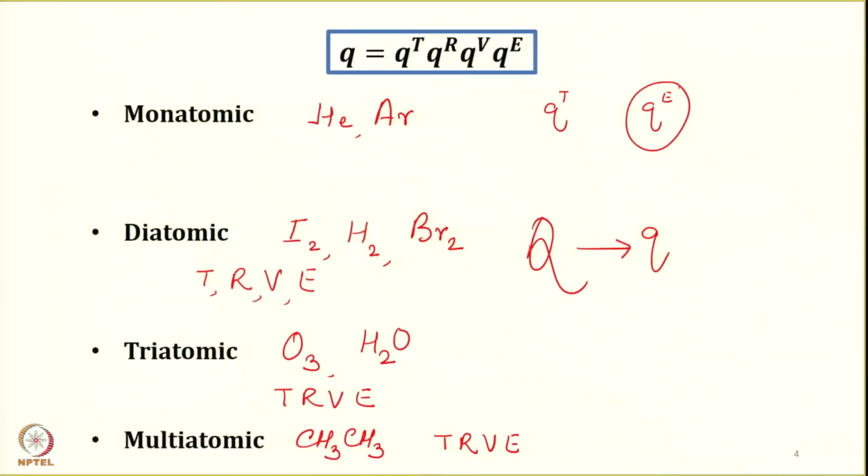Therefore, when I talk about the overall molecular partition function, which is the product of translational, rotational, vibrational and electronic contribution, we need to obtain translational contribution and multiply it with the other contributions, the rotational contribution, vibrational contribution or electronic contribution to the molecular partition function. By now we have discussed the translational contribution to partition function.